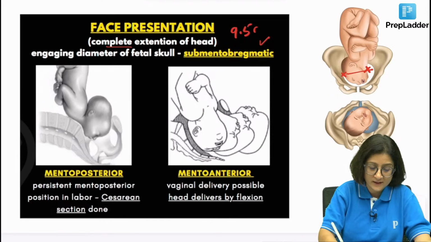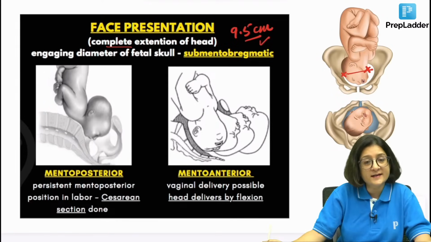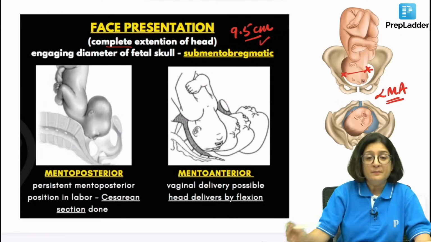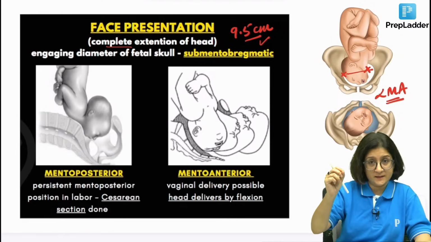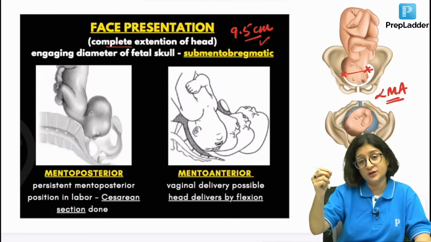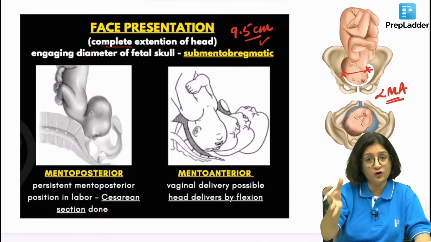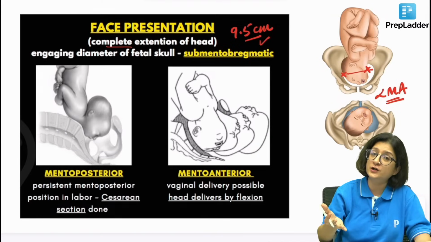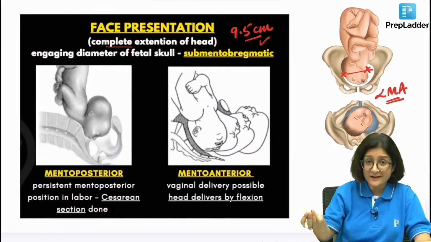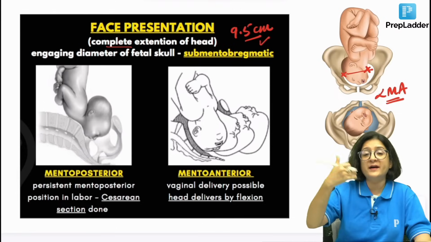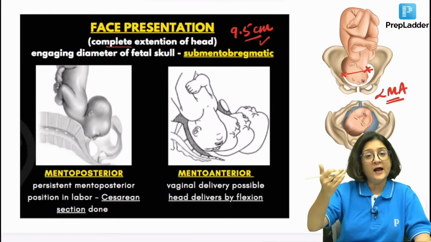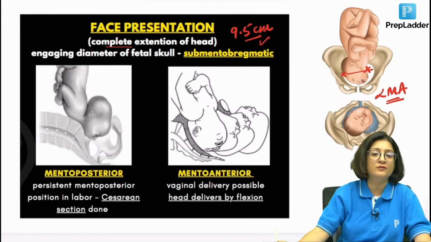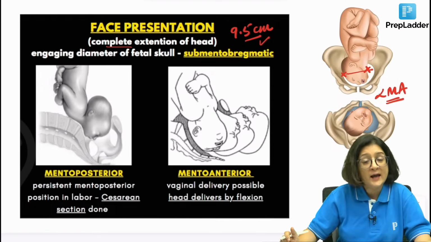I told you that this is 9.5 centimeters. This is left mento anterior, right? Mentum, the bony prominence, is defining the position. That is the definition of denominator. We all know that, right? For vertex, it is the occiput. For face presentation, the denominator becomes the mentum. So to say whether it is mento anterior or mento posterior, we have to look at where the chin is directed. So this is left mento anterior in this image.